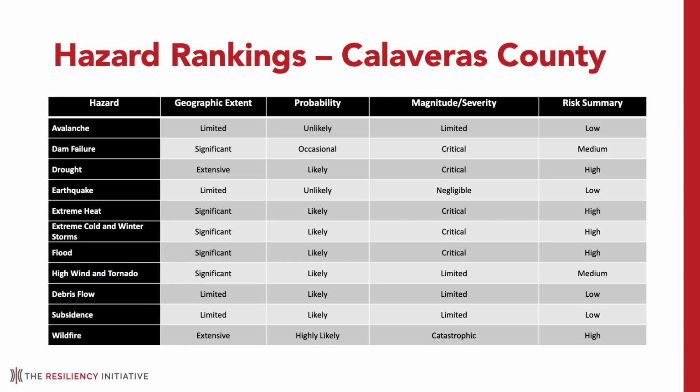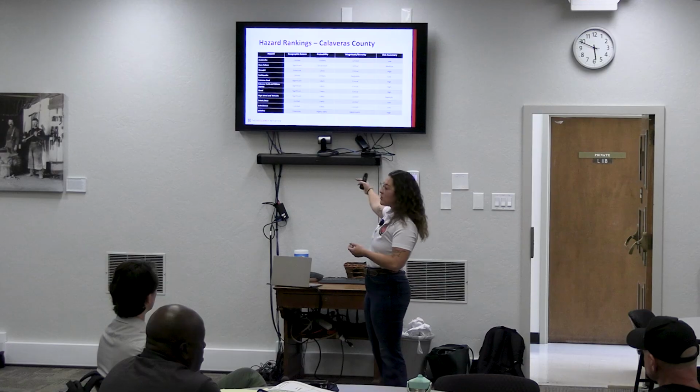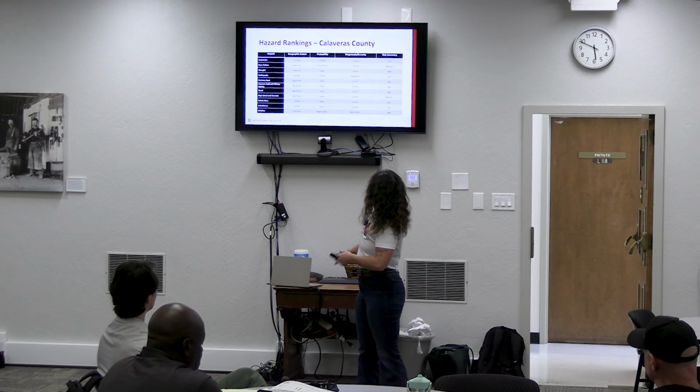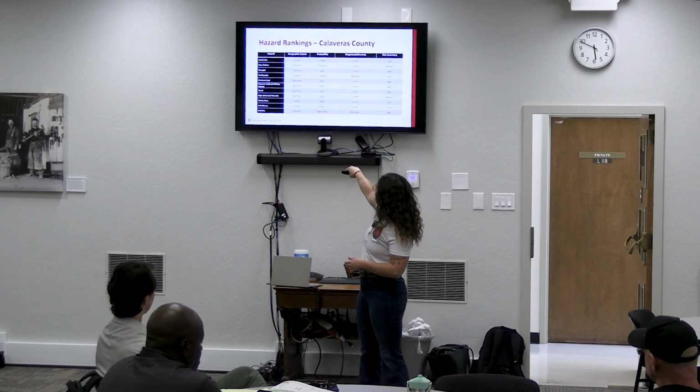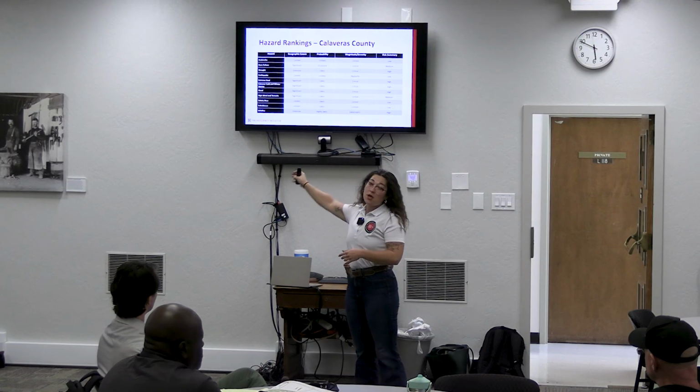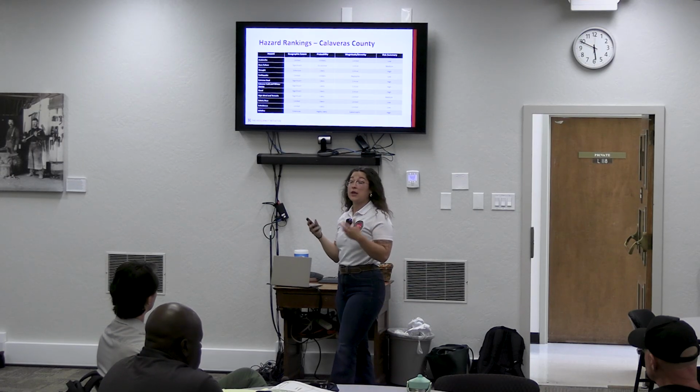So this is what the hazard rankings were decided on for Calaveras County. I'm not going to go into everything, y'all can read, but really focusing on, right, what are our priorities? So as we all know, wildfire, highest priority for the county, right? In addition to flood, extreme cold and winter storms, and extreme heat, as well as drought, are high priority risks for the county.